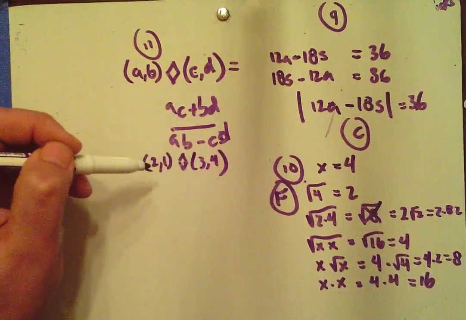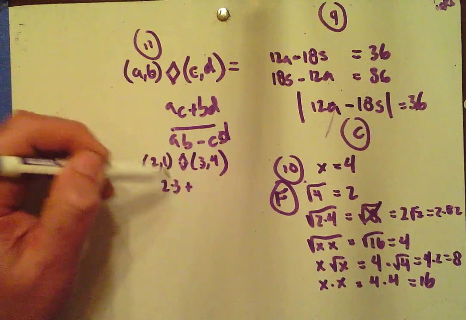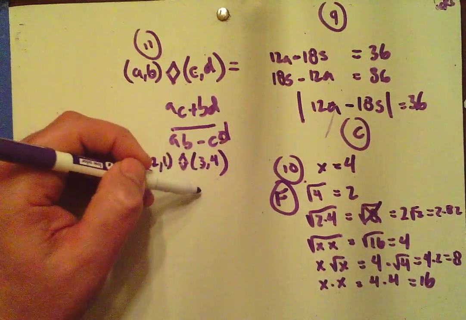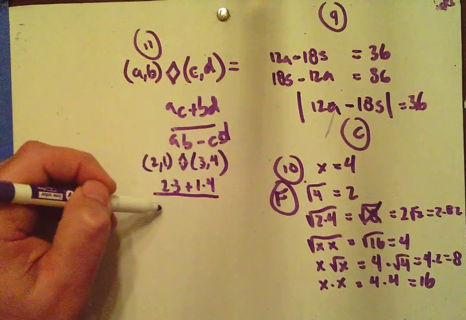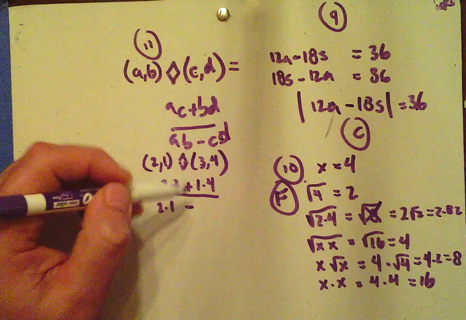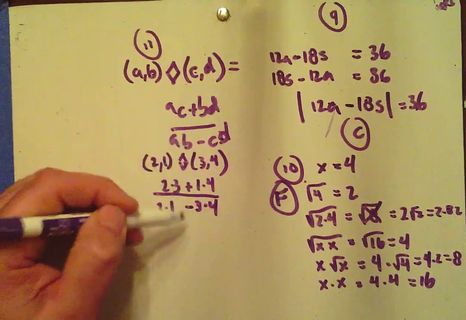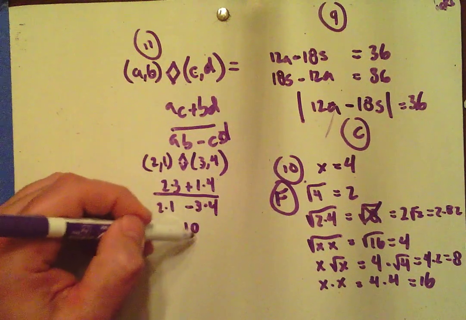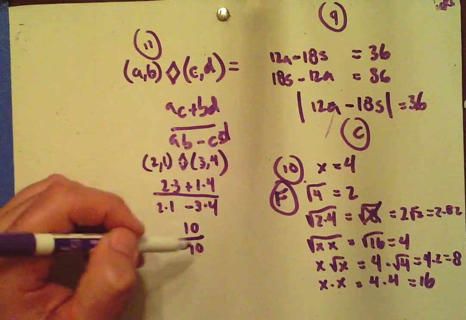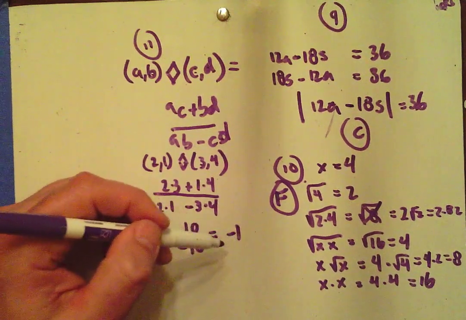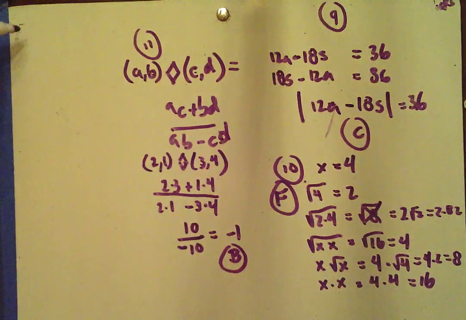So let's follow that pattern again. This one times this one, 2 times 3, plus this one times this one, 1 times 4, over this one times this one, 2 times 1, minus this one times this one, 3 times 4. So I get 6 plus 4 is 10 on top, and then 2 minus 12, or negative 10 on the bottom, which is negative 1, and that's choice B for number 11.